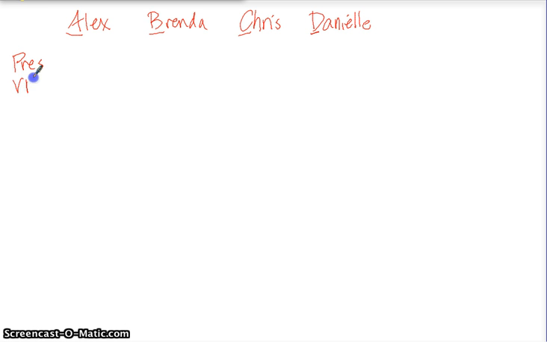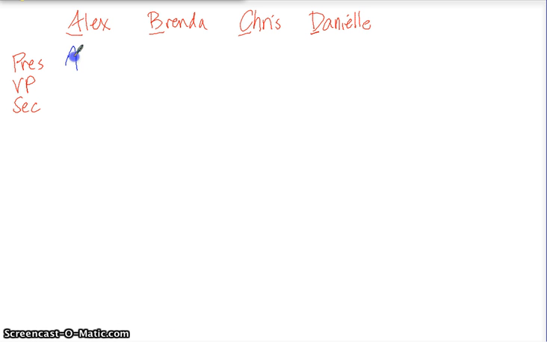Okay, so let me just go through permutation and combination. Let's say we have Alex, Brenda, Chris, and Danielle as a group of 4 people. And I want to choose a president, a vice president, and a secretary. So how I choose them matters now.